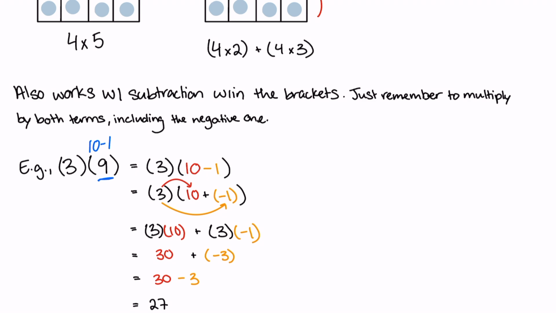So when we apply this 3 to the 10, we get 3 times 10. And when we apply the 3 to the negative 1, we get 3 times negative 1. And that gives us 30 plus negative 3, which can also be rewritten as 30 minus 3, which gives us our answer, 27.